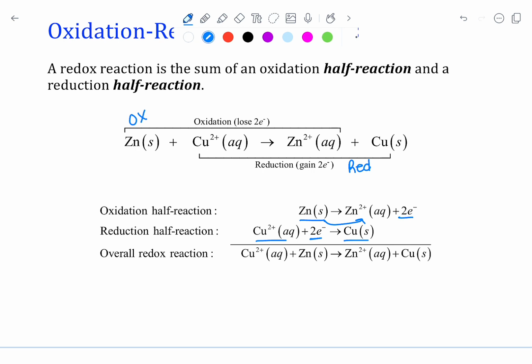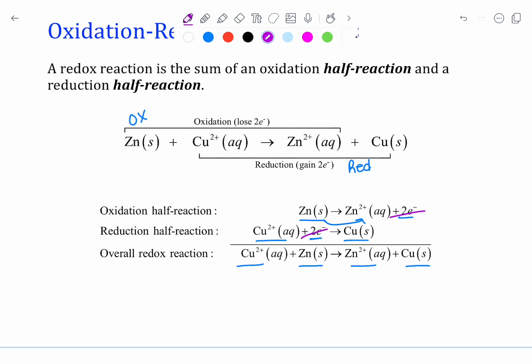So we can then add those 2 half reactions together to get the overall redox reaction, which is copper aqueous and zinc solid turns into zinc aqueous and copper solid, which is the example we saw on the previous slide. When we do this, we see that those electrons that are being transferred cancel out, just like our ionic equations. Anything that's the same on both sides of those arrows is going to cancel out.